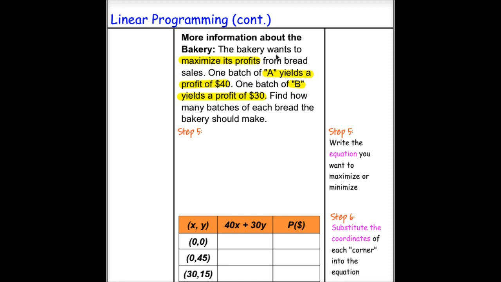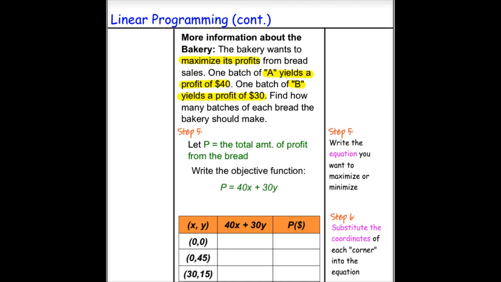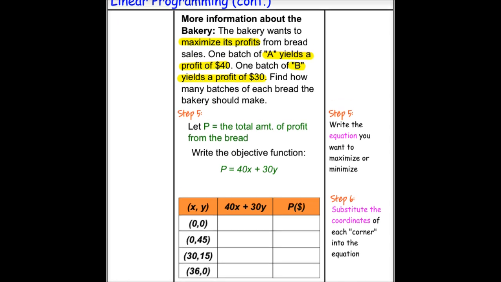So when we talk about maximizing our profits, I'm going to let P equal the total amount of profit. We don't know what P is. And our equation, or our objective function, which is the equation, is P equals 40x plus 30y, because it's $40 per batch of A plus $30 per batch of B. So moving on to step 6.